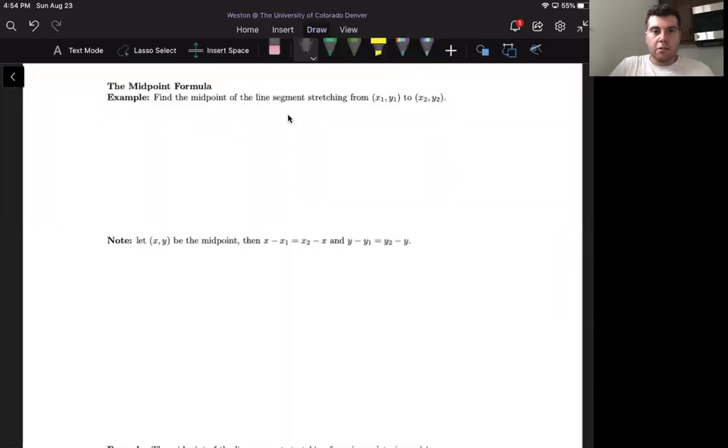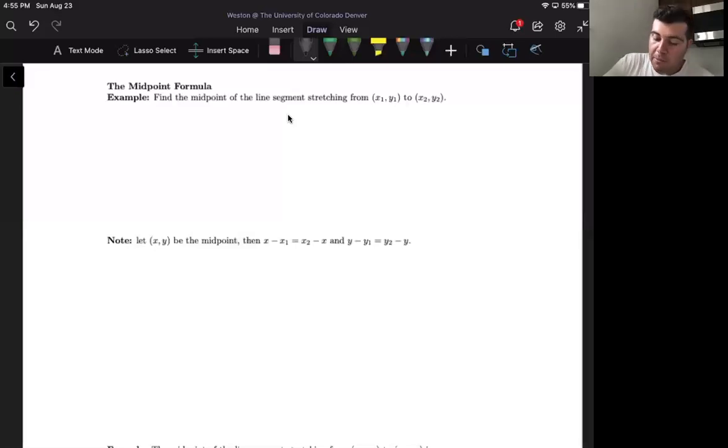Hey, so for the second part of 2.1, we're going to be talking about the midpoint formula. This is essentially just a formula that, given a line segment, allows you to find the midpoint of that line segment. We'll introduce the midpoint formula, derive the midpoint formula, and then eventually see an example of how this can be used for an application.